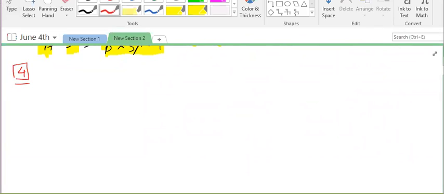So in this question, question number 4, they are asking: seats for mathematics, physics, and biology in a class are in the ratio 5:7:8. Seats for mathematics, physics, and biology in a class are in the ratio 5:7:8.